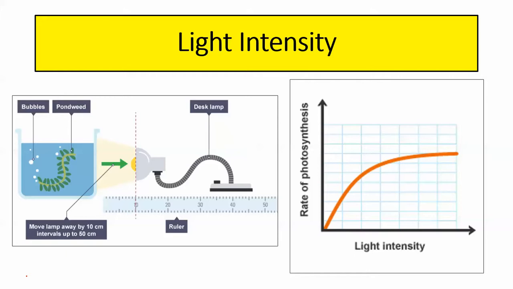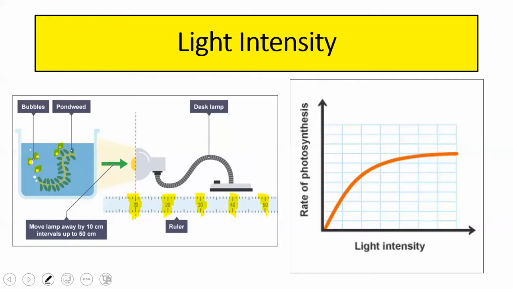Okay, so we put it at 10 centimetres and we count the number of bubbles that are being produced. And then we move it away to 20 centimetres, do the same, count the number of bubbles, then 30, 40 and 50. We can do it further if we want, but generally after about 50 centimetres it stops working anyway. So we've had different light intensities: the closer the light is, the more intense it is, and as we've got further away we've gradually reduced the light intensity.